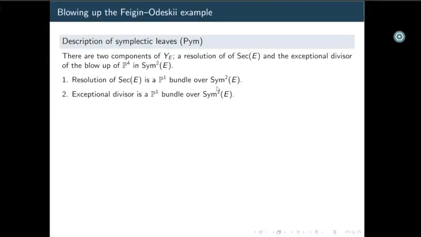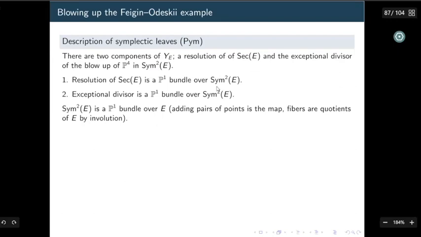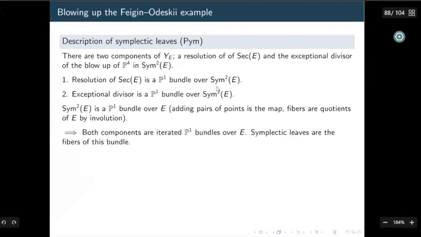And the exceptional bundle, again, is a P1 bundle over the symmetric square of E. This is again just obvious because you're blowing up in the symmetric square. The symmetric square of E is itself a P1 bundle over E. So you take a pair of points in here and you get the corresponding map to the elliptic curve. And the fibers are just going to be P1, the quotients of E by an involution. So this means that both components are iterated P1 bundles over an elliptic curve.